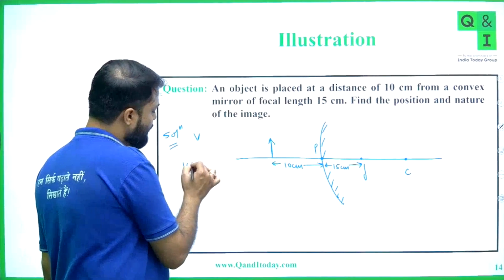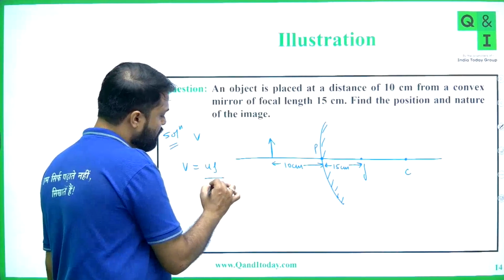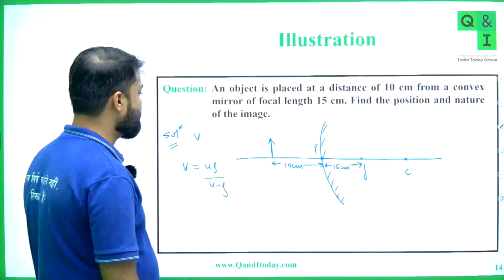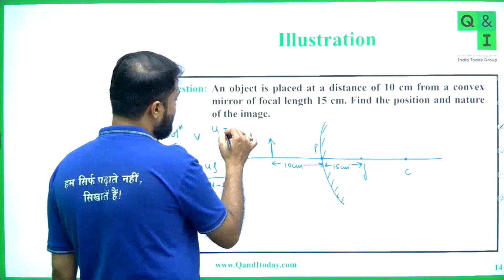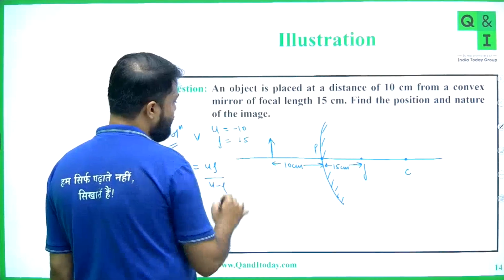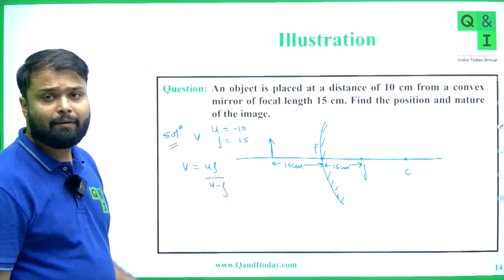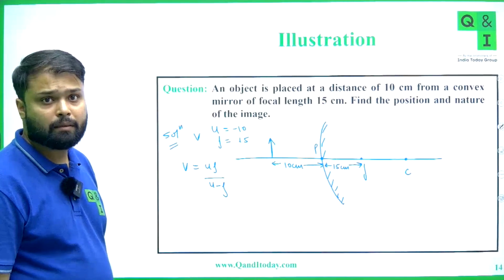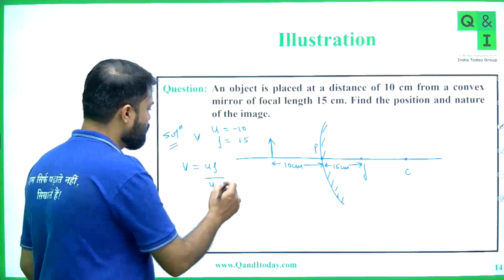Now we use the formula that V is equal to UF upon U minus F. Now for this mirror, can we say that U here is negative, minus 10, and F is positive, that is 15? Yes or no? Anyone having doubt? No doubt, sir.